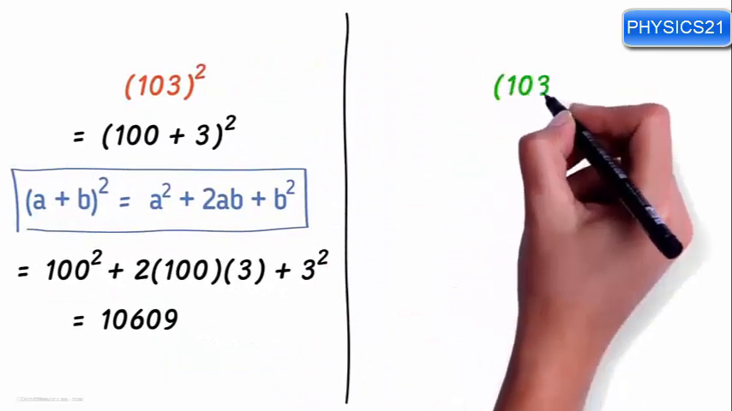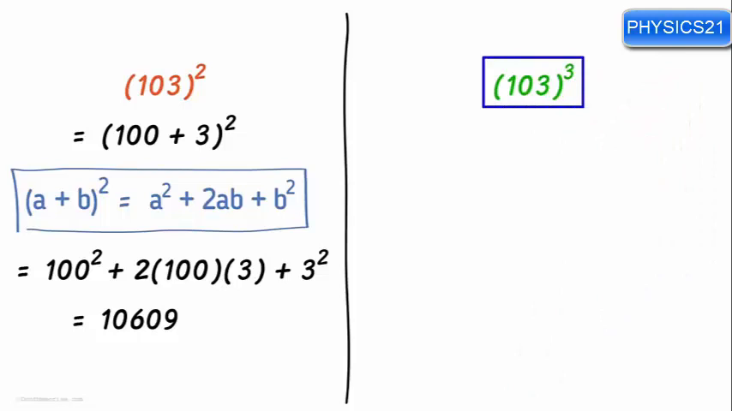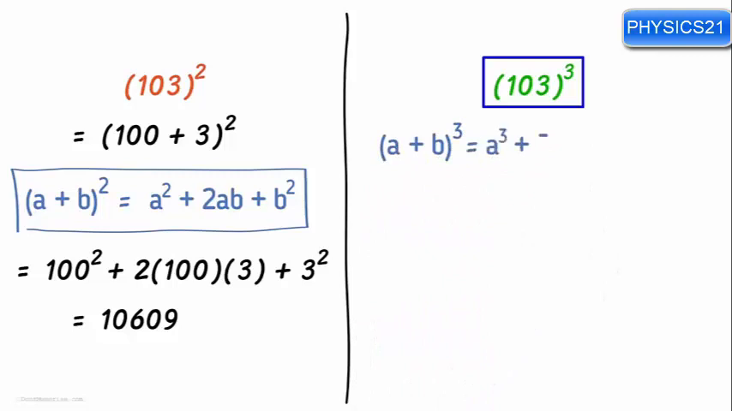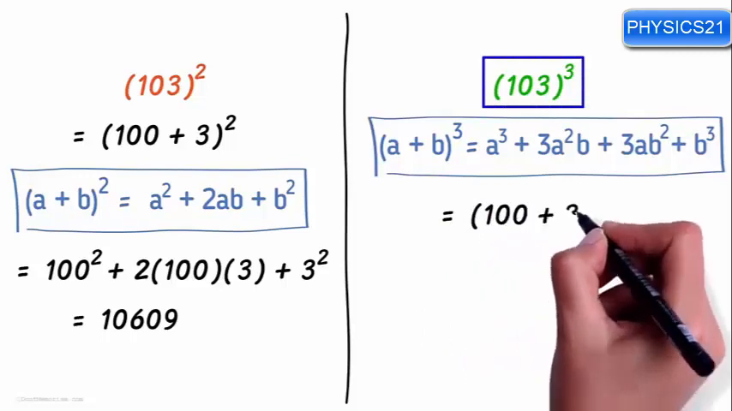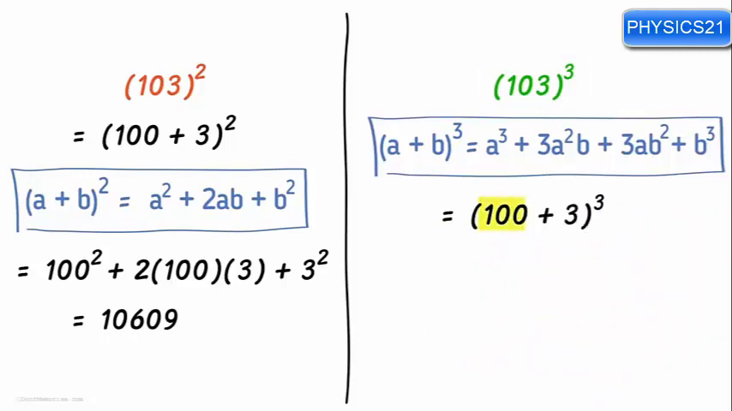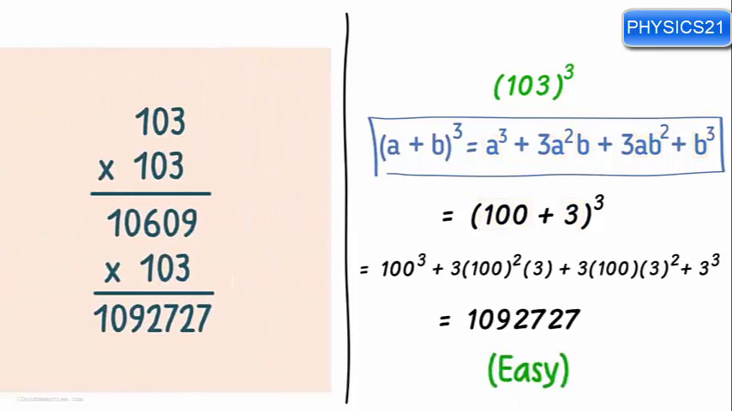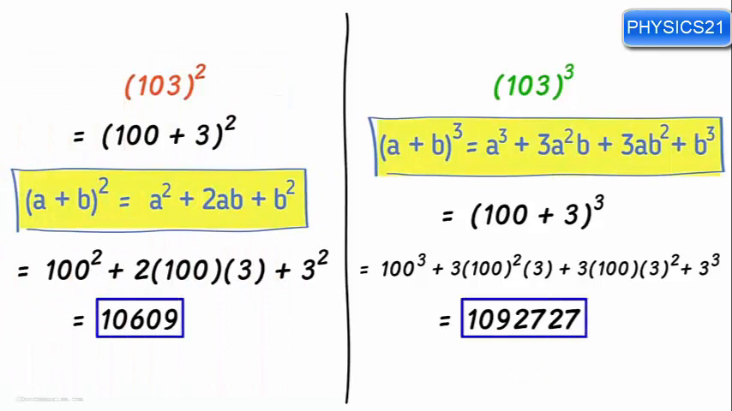Now consider the same number, but this time let's change the power to 3. This is 103 cubed. How do we proceed now? Yes, you're right. We do it by using the formula of a plus b the whole cubed. This is the formula. So we can write 103 as 100 plus 3, substituting 100 in place of a and 3 in place of b. We get the following answer. Again, easier than multiplying it the regular way. These two formulae help us find the answer easily.